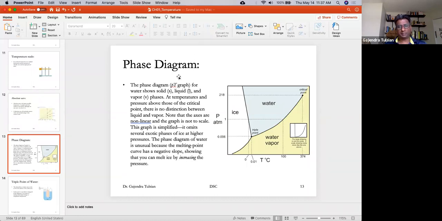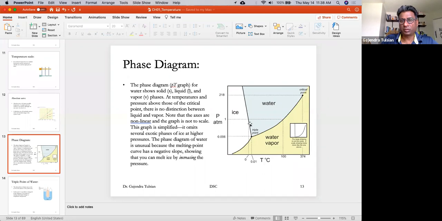So here's the phase diagram. Phase diagrams are very important. They show what phase that particular substance will be at various thermodynamic variables. You can use any two thermodynamic variables. Here's the common one: pressure versus temperature. This is 1 atmosphere, and by the way, the scale is non-linear.